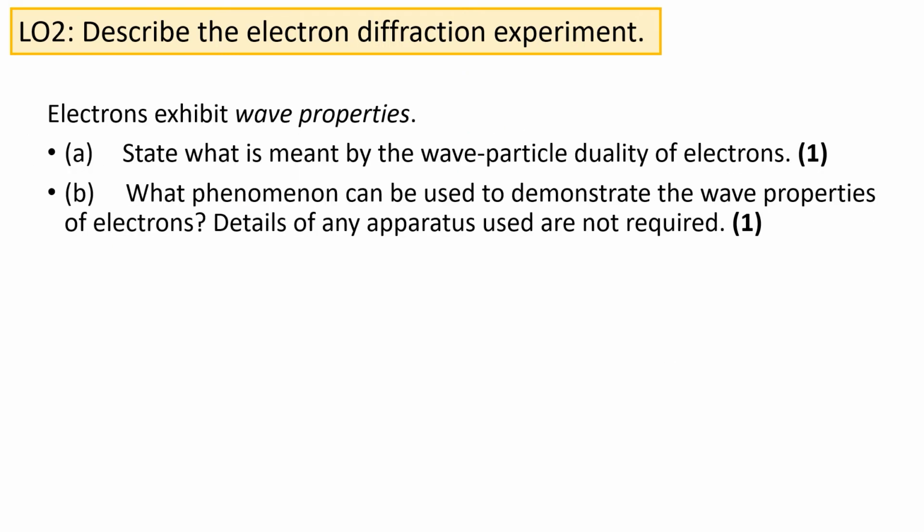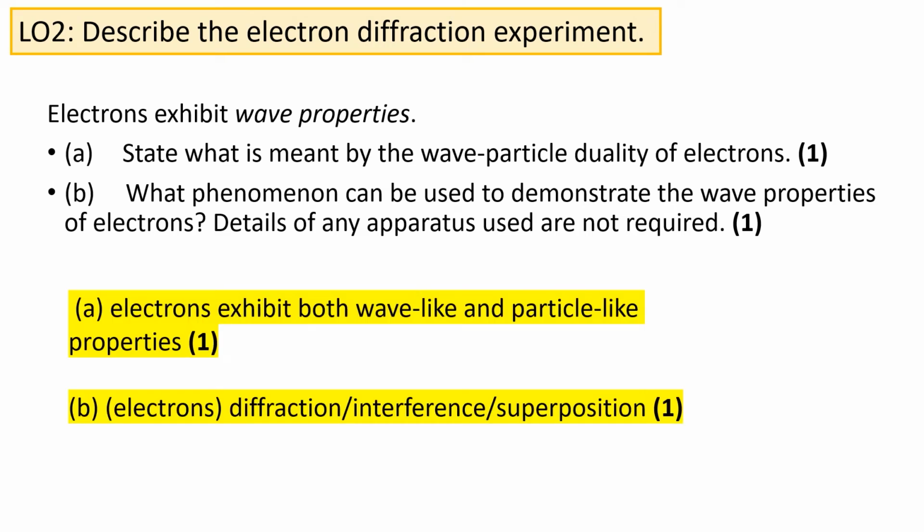Here's another question for you to have a go at. Pause the video and jot down some answers to these questions. My answers will shortly follow. And here are those answers. The first answer is that electrons can exhibit both wave-like and particle-like properties. And the second answer is that this is demonstrated because electrons diffract and interfere.